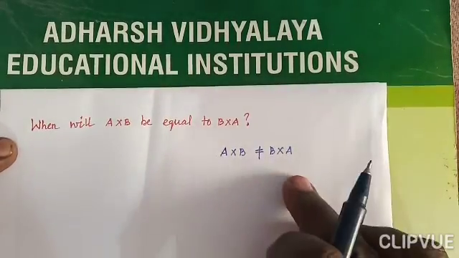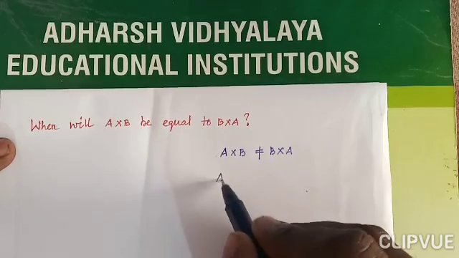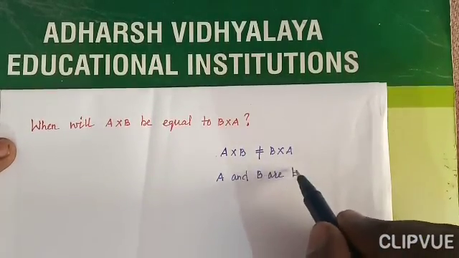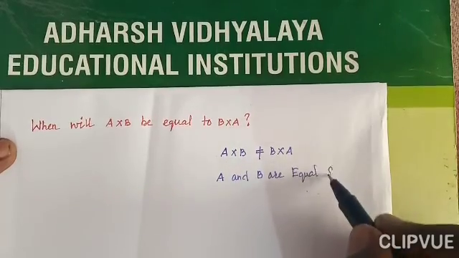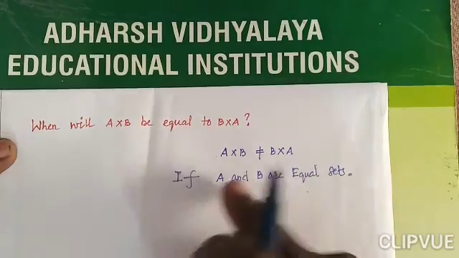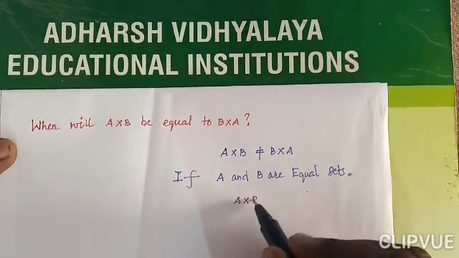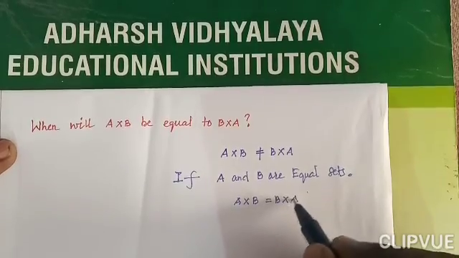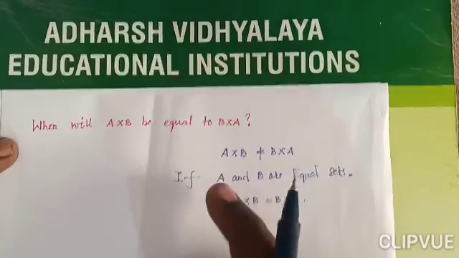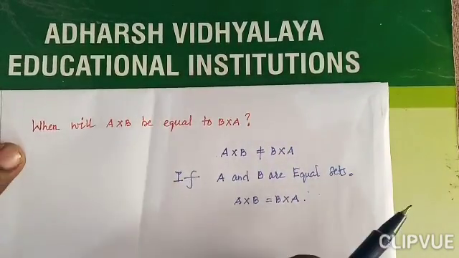Sometimes A cross B equals B cross A when A and B are equal sets. If A and B are equal sets, A cross B equals B cross A. Okay, so what is meant by equal sets? If A and B are said to be equal sets, then they have exactly the same elements.